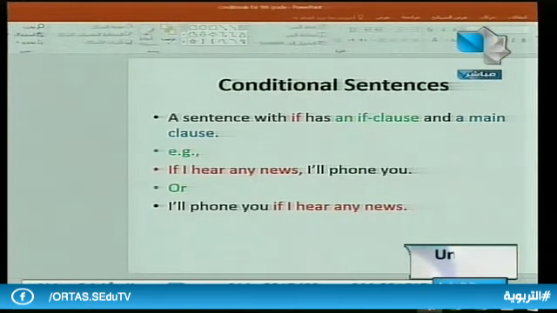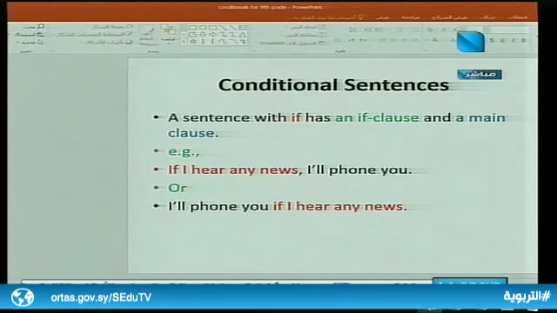Concerning the sentences with the word if, we have many types. But before we talk about these types, let's talk about the structure of the conditional sentence. The laptop, please. Yes, go on. It is a sentence with if.